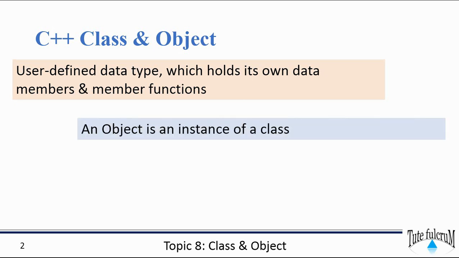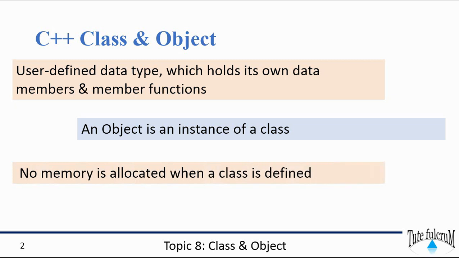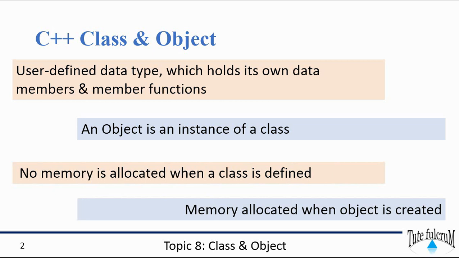An object is an instance of a class. That is, we say a class is instantiated by creating an object to it. It's through the object that we access the members of a class. No memory is allocated when a class is defined. Memory is allocated only when an object is created to the class, or when you instantiate a class.